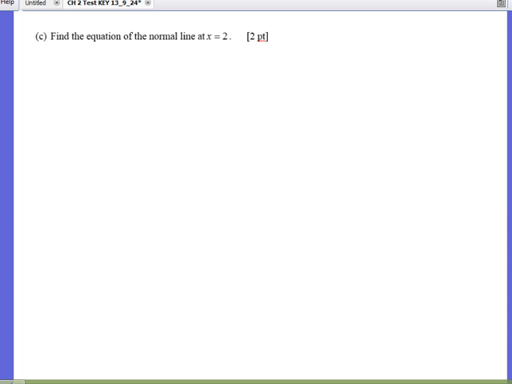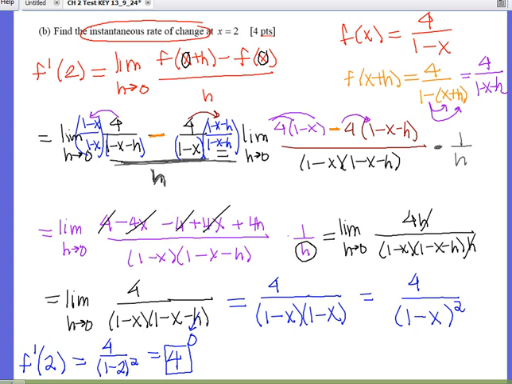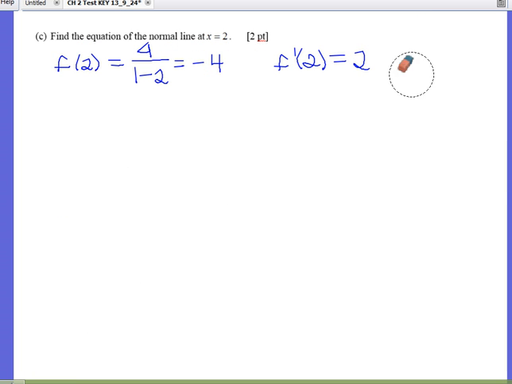Find the equation of the normal line. Well, at x equal to 2, I'm going to need f of 2, which is 4 over 1 minus 2, which gives me negative 4. I'm going to need f prime of 2, which we just found a second ago, and I believe that was 2. Let me double check. Oh, 4. So this was the answer for part B.